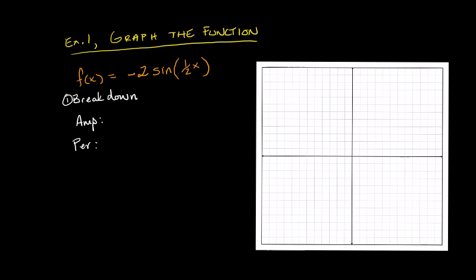So the amplitude is going to be 2, but it's negative, so we know we're going to want to reflect this at some point. Then to figure out the period, we're going to do 2 pi divided by 1/2, the b value. This is our b value, the 1/2. It's the coefficient of the x. When you divide by 1/2, you multiply by 2, and you should get 4 pi. So that's our new period.